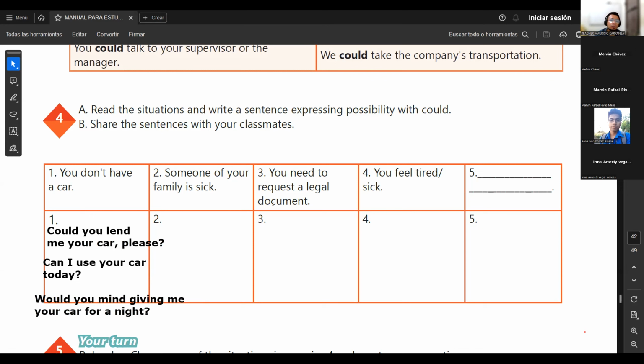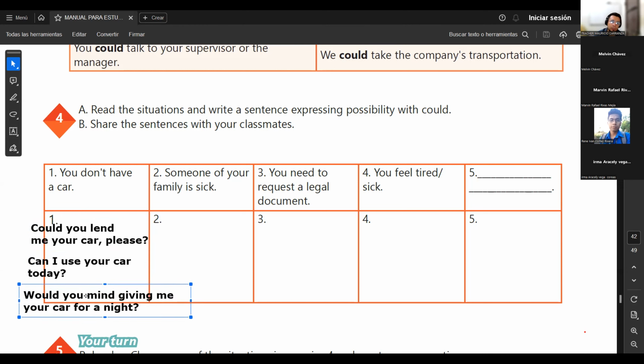Now it says someone of your family is sick and you call the doctor, for example. How would you request help to the doctor?